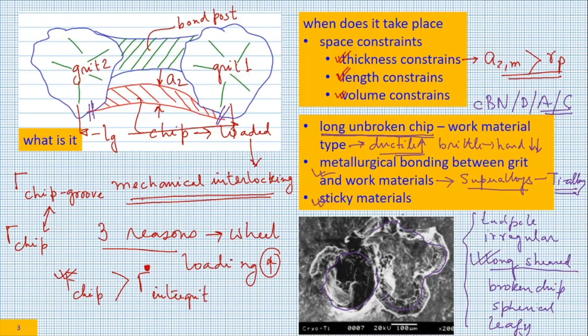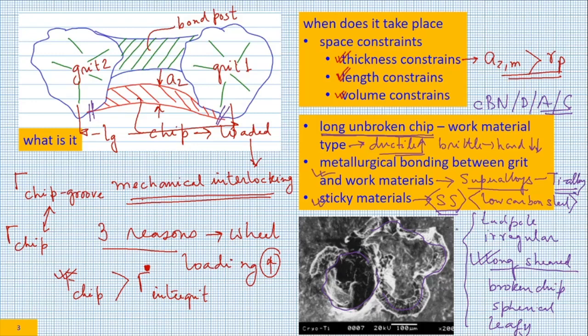Another one is sticky materials. Typically, stainless steel is not typically ground; machining is good enough for the required finish. But if you are trying to grind stainless steel or low carbon steel, once again low carbon steel is not ground to that extent, but if you are trying to grind them, they are much more sticky or adhesive materials. They also get inside the intergrid space and stick to it.